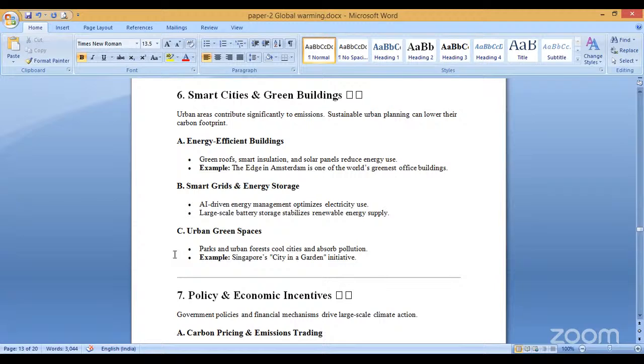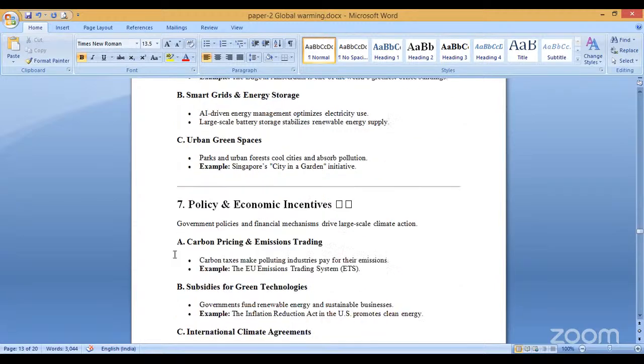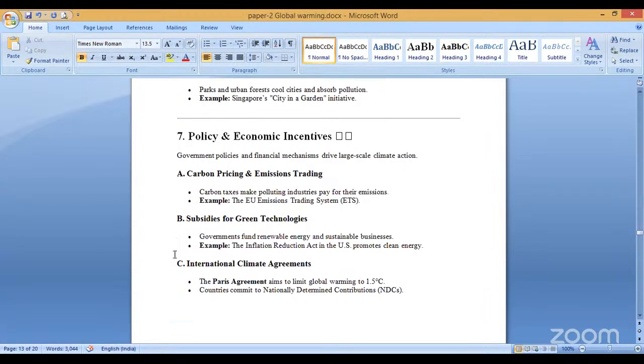Singapore's City in a Garden is innovative. Next, policy and economic incentives: government policies and financial mechanisms target large-scale climate action. Carbon pricing, emission trading, and carbon taxes make polluting industries pay for their emissions. An example is the EU Emissions Trading System, also known as the ETS.